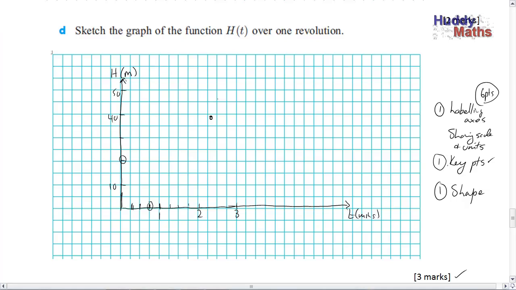And then what do we want to do? I think we have to put a whole revolution just there. We said 1 revolution took 3 minutes. Okay, so now we're going to draw it. So that's our mark for the key points, and we're going to go here, up here, so the shape has to look approximately correct.